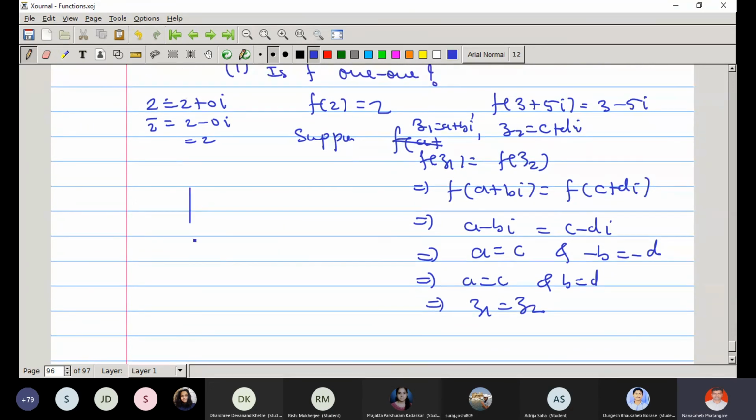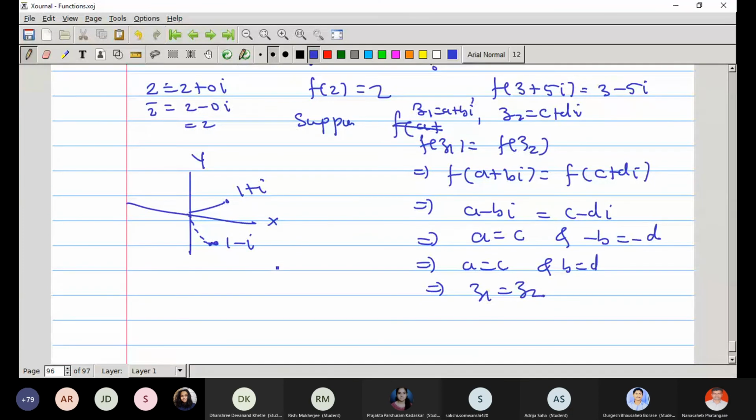And geometrically what happens? If you look at the complex number 1 plus i, and if I apply the function, what will I get? 1 minus i, which is here, which is a mirror image. Therefore no two elements will go to the same element. So clearly it is 1-1, right?